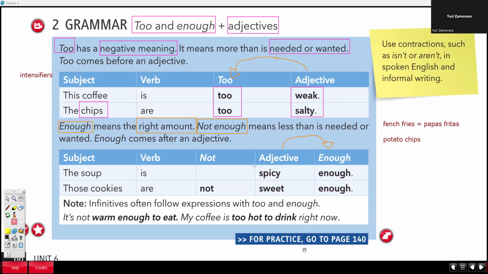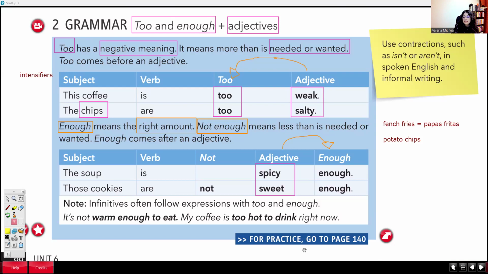So let me make it big. Adjective, and finally enough. Let's see the examples. The soup is spicy enough. Spicy enough, like the right amount. Or I can say those cookies are not sweet enough. They are not sweet enough, meaning that they have less sugar than we wanted or needed. All right, so in the case of enough, you can use it for affirmative or negative sentences. It works perfectly well in both. Yeah, so that would be it.